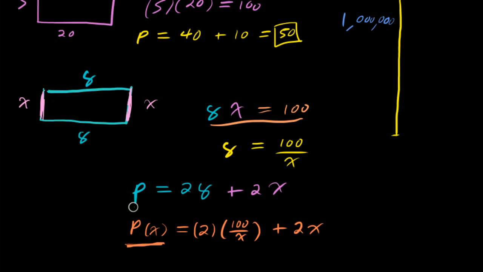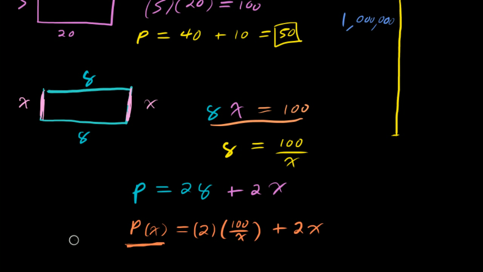This function, for any x that we choose, for any positive height that we possibly choose for our rectangle, we can now say what the perimeter would be just by choosing this height. If we just choose some number for our height and then plug it into our function, this is going to tell us exactly what our perimeter is.